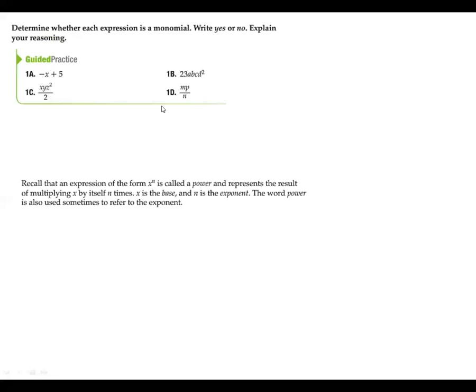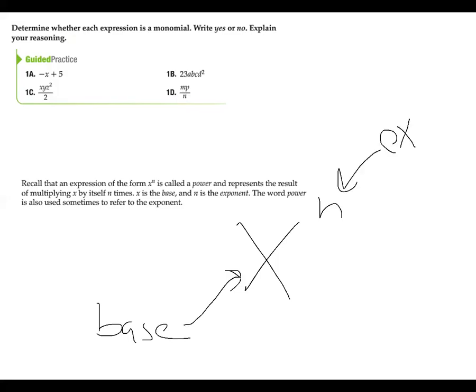How about D? No, you're not allowed to have division by a variable, so that automatically rules it out. So recall that an expression in the form of x to the nth power is called a power and represents the result of multiplying x by itself n times. So x is the base, and n is the exponent.